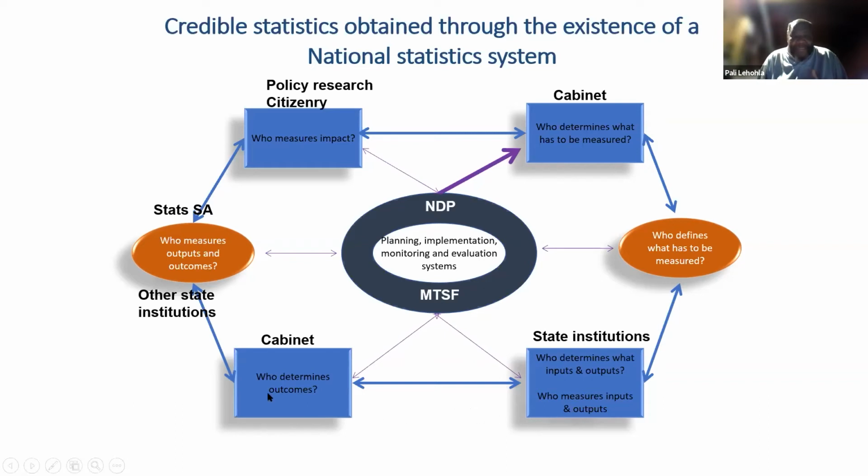These are the questions of who determines the outcomes and who measures outputs and outcomes. And here is where the statistics institutions are. The determination of what is the political system, the how of it, is in the realm of statistical offices. And then, of course, who handles the impact? It's policy research and citizenry.